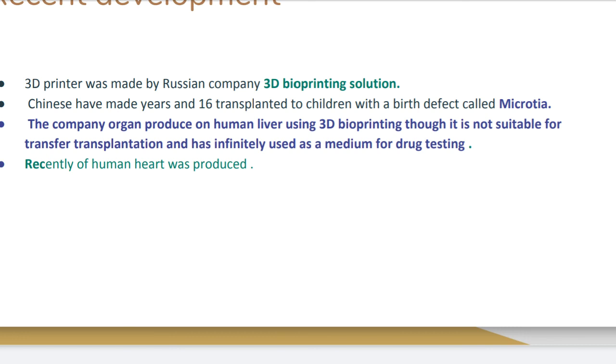So we must do development in this field so that our future can be very secure and very stable. And in recent developments, a human heart was produced very recently.